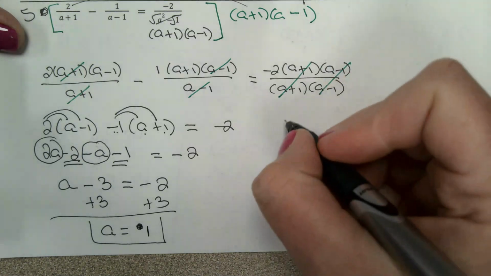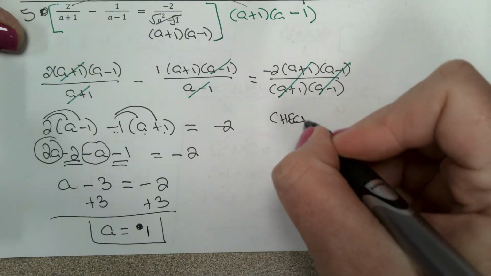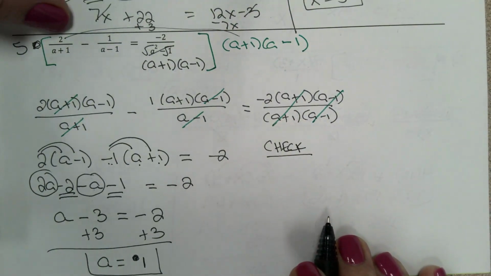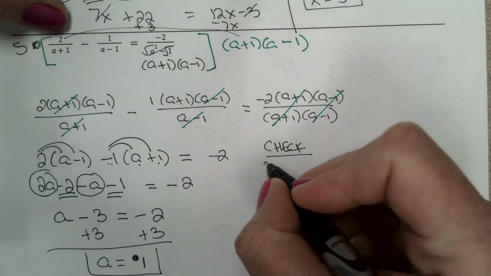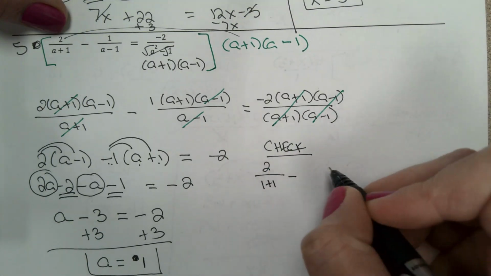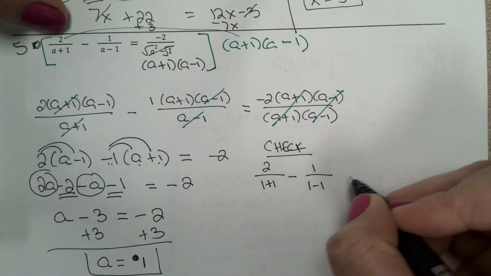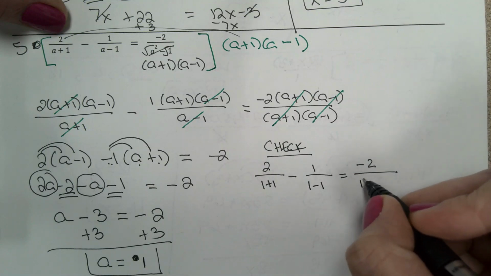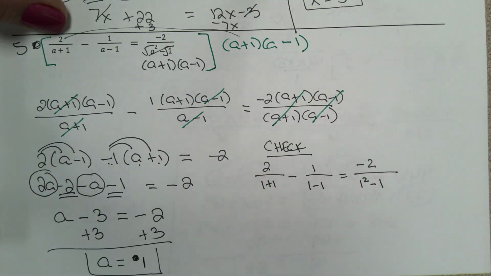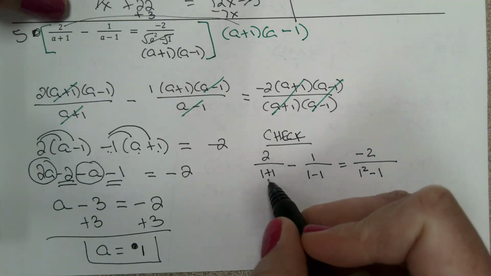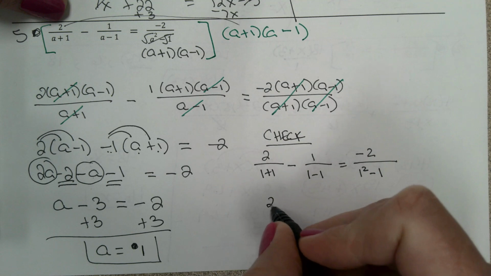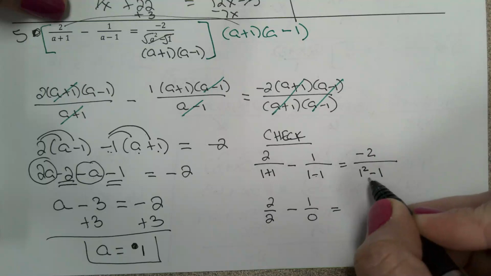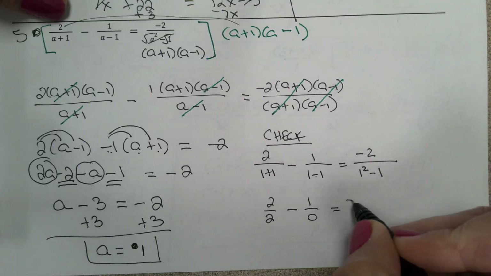However, let's check this. All right, so a equals 1. So back in my original problem, I'm going to plug 1 in. So I have 2 over 1 plus 1 minus 1 over 1 minus 1 equals negative 2 over 1 squared minus 1. All right, so when you combine like terms in the denominator, that gets me 2 over 2. 1 minus 1 is 0. And 1 squared is 1, and 1 minus 1 is also 0.